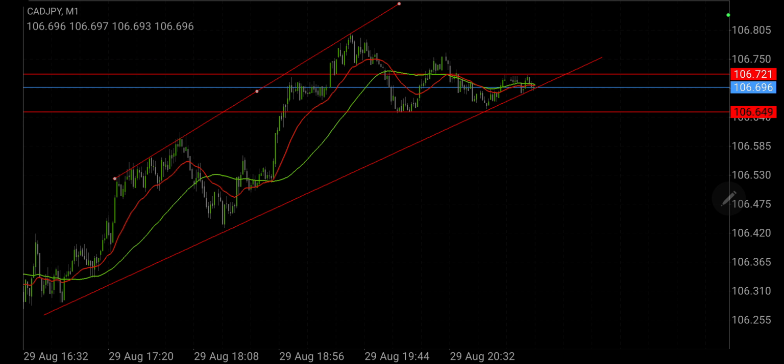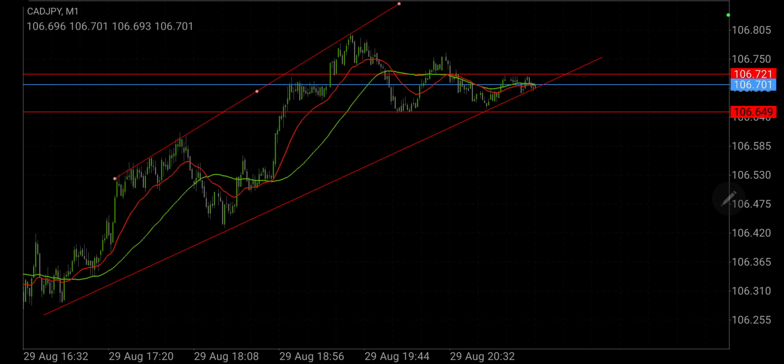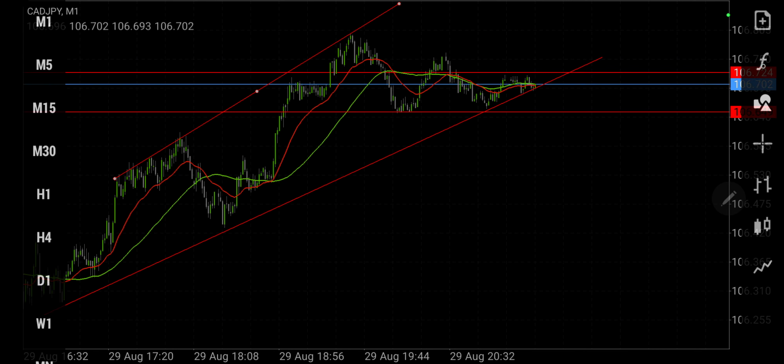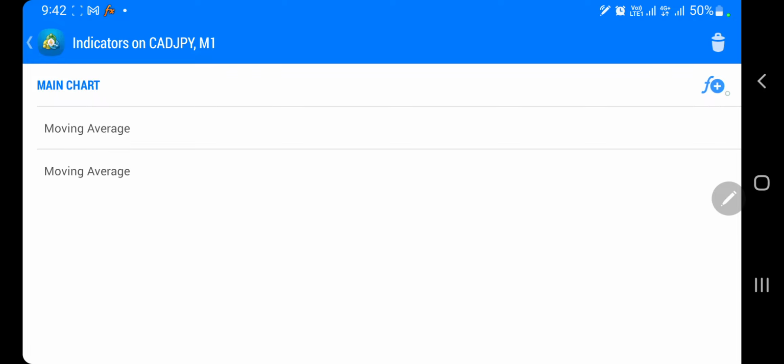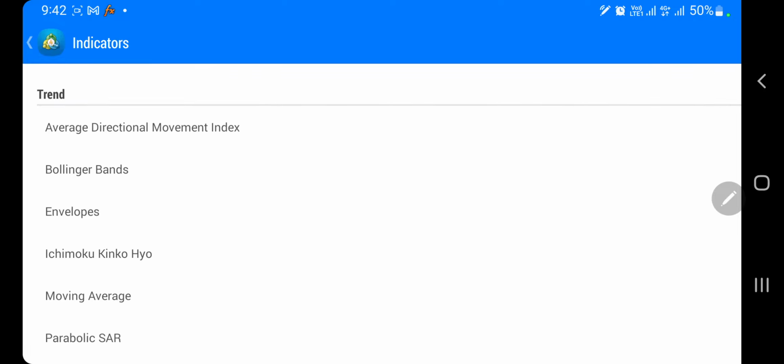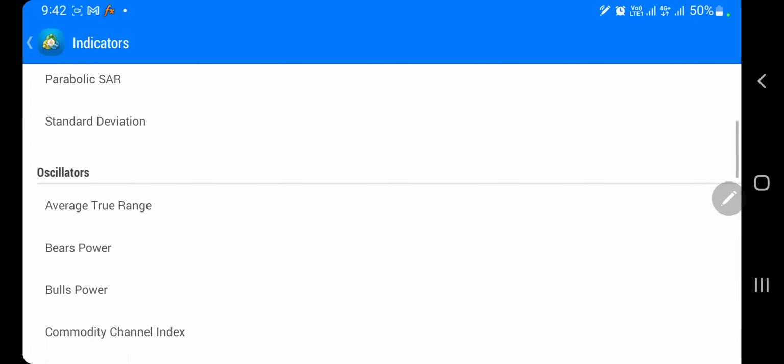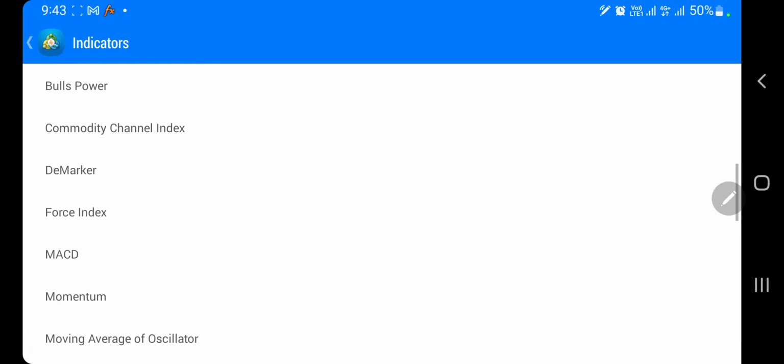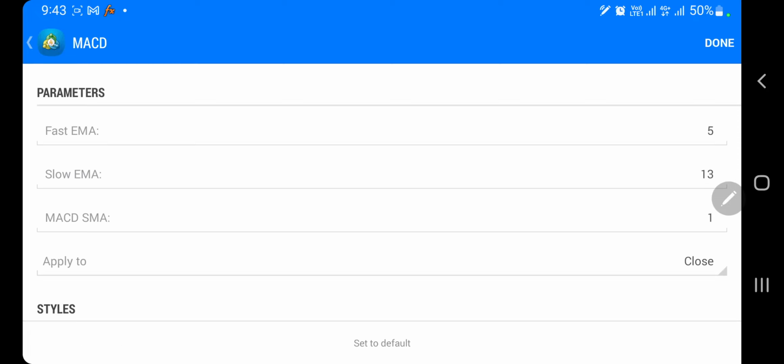Here we have two moving averages in a minute strategy. As you can see, we are already close to the trend line, and the moving averages cross each other downwards, so the red is going downwards. There's another indicator which you plot on your chart: go to the window indicators, and you have to bring the MACD. Take a screenshot of the MACD.